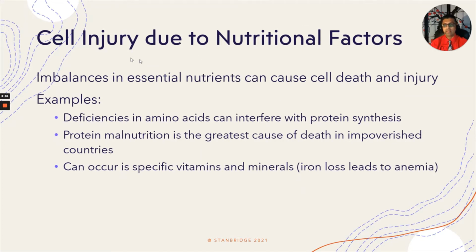Now, cell injury due to nutritional factors. Remember, nutrition is key. Imbalances in essential nutrients can cause cell death injury. Examples: deficiencies in amino acids that make up proteins can interfere with protein synthesis. Protein malnutrition is the greatest cause of death in impoverished countries and can occur in specific vitamins and minerals. Iron loss leads to anemia. Okay, so those are some things that we'll discuss a little bit more in detail on Friday. But again, I want you to read this chapter and be prepared.